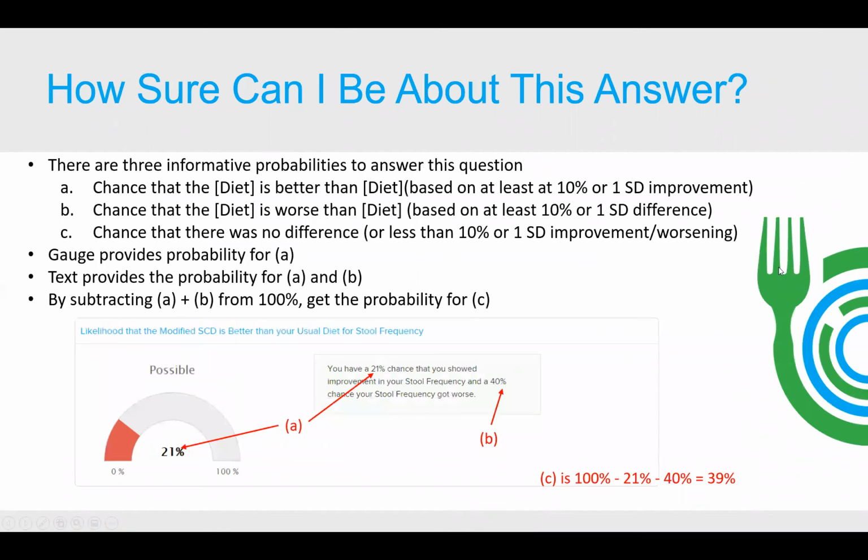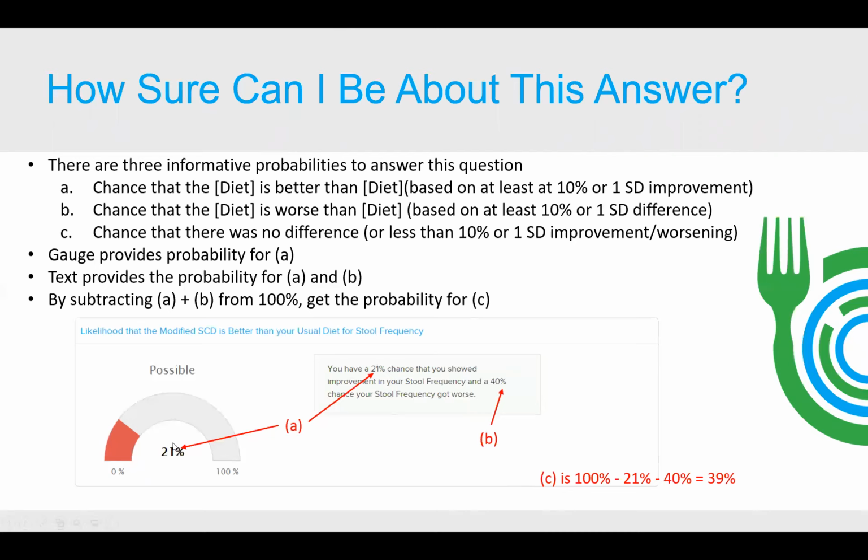So when you click on one of these comparisons about how sure can I be about this answer, there are three informative probabilities that you need to answer this question. So first, you need the chance that one diet is better than the other diet. And the way we've structured this, it needs to be better based on at least a 10% or a 1 standard deviation improvement. The second probability is the chance that that diet is worse than the other diet, again, based on at least 10% difference or 1 standard deviation different. And then there's also a chance that there's no difference between the two diets, or less than a 10% change or 1 standard deviation of improvement or worsening.